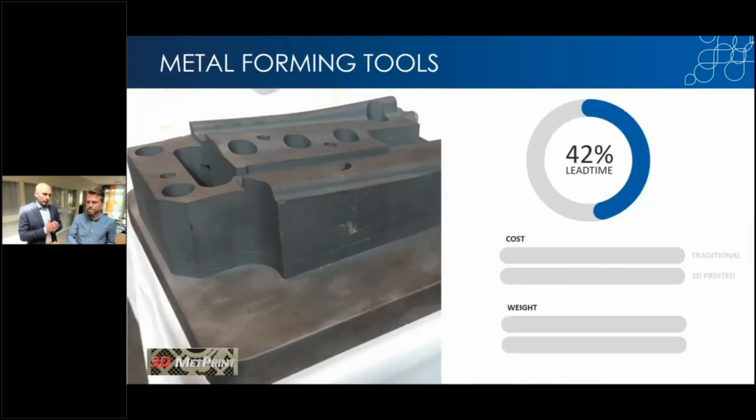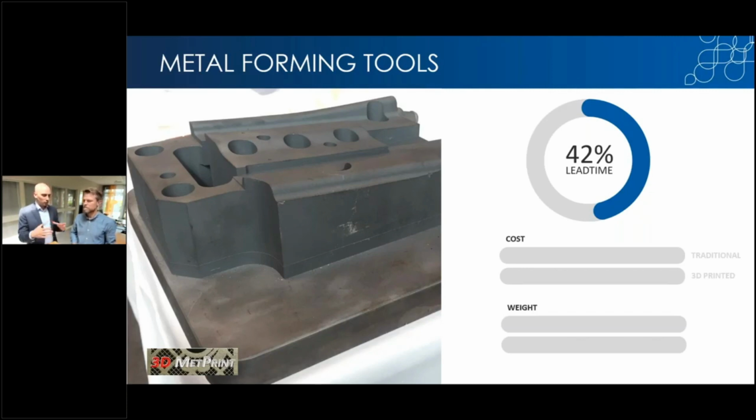Next up is an actual metal tool. This is used for metal forming, stamping. What we did was print the entire tool, put it inside a stamping machine, and it's run since then, basically. We compared the lead time of the tool, the cost, the weight, and the hardness of the tool. These are the numbers we got.